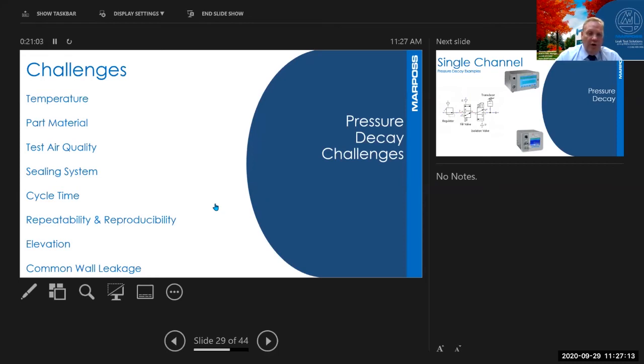One of the other things you want to look at is elevation. Sometimes we've had facilities trying to do comparisons and trying to figure out why they get different results in this location versus that location, and some of it's due to elevation. Another thing that's really a concern on pressure decay is common wall leakage. If you've got two cavities that are both being pressurized to 20 PSI, and they're both running the exact same cycle time, you may not pick up any leaks between the two cavities.